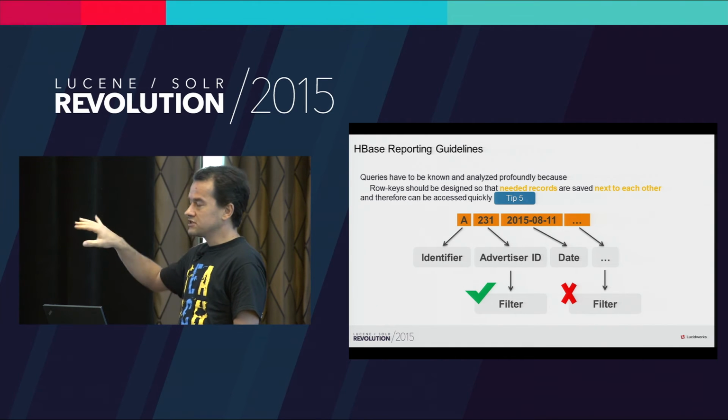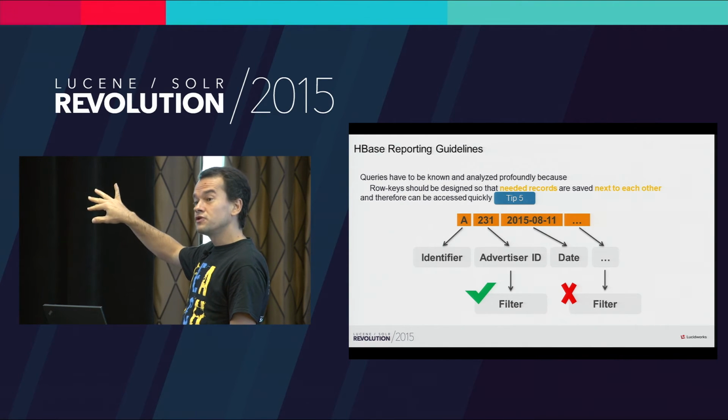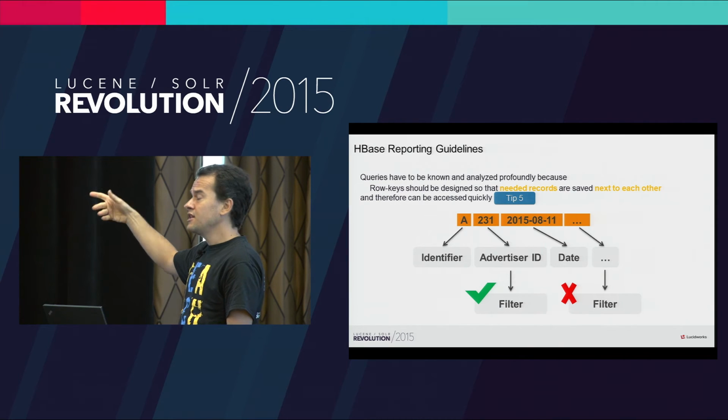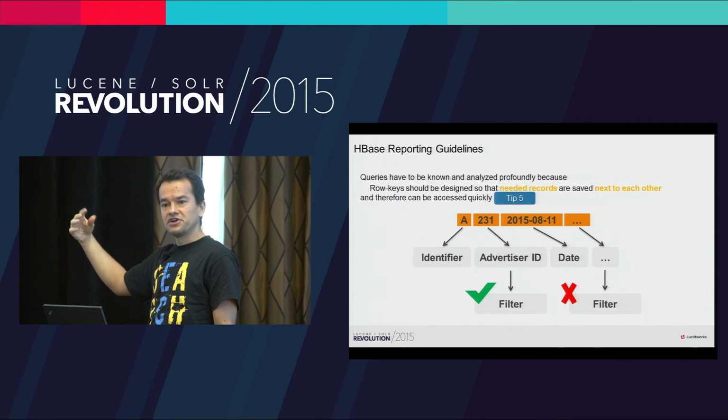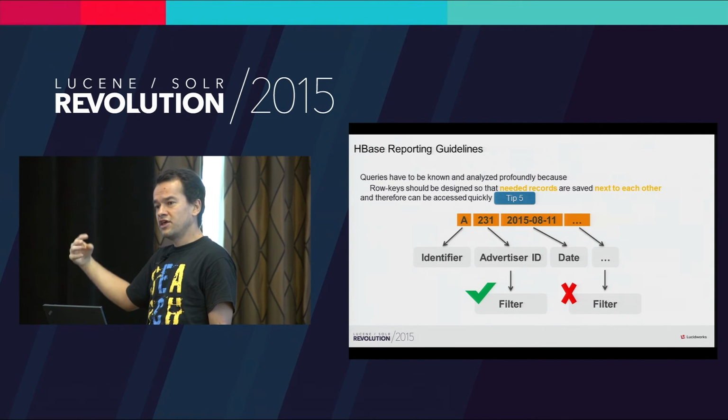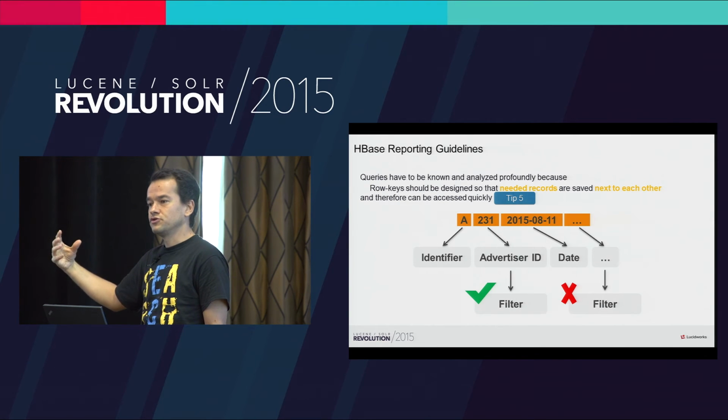But if you pick as a filter something that is not at the beginning of your row key, then you will have records that are scattered across the whole HFile. You don't have locality and you will have a poor response time.